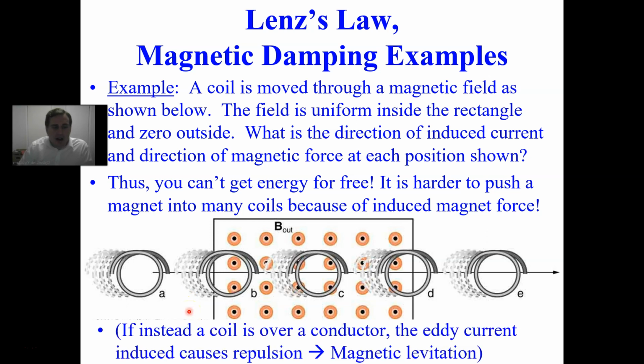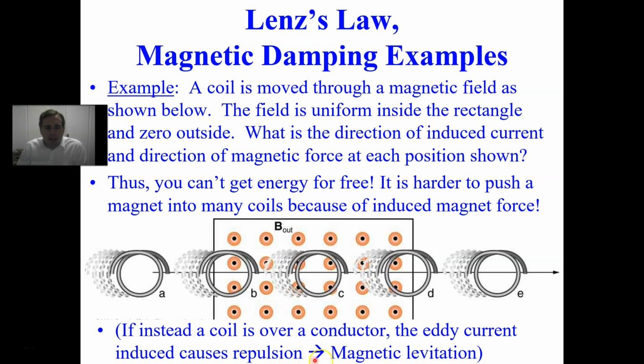and that is the following. If instead a coil is going over a conductor as opposed to a magnetic field, the eddy current is going to cause repulsion, and that's going to cause magnetic levitation. Think about this. If you've got a conductor down below, that conductor is going to have charges that are going to move to different poles. We saw that before when we had the conductor, which had that Hall effect.